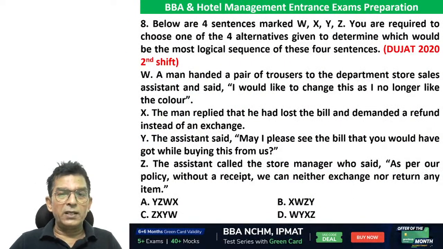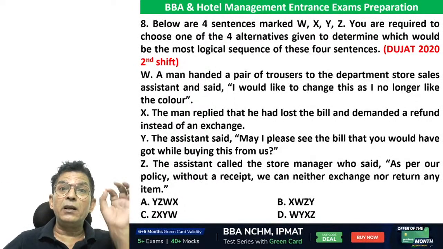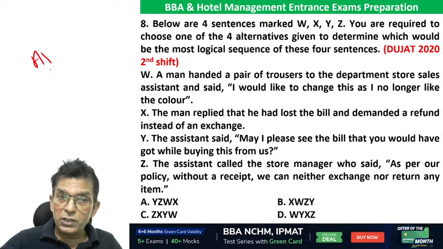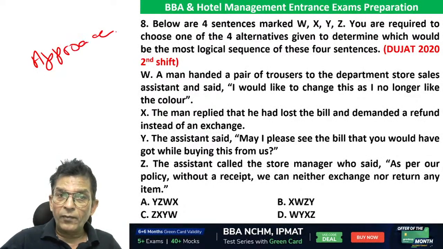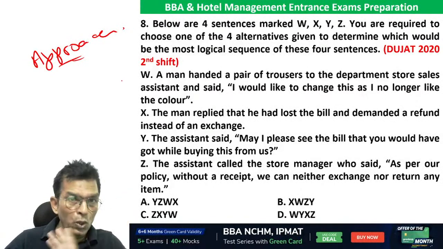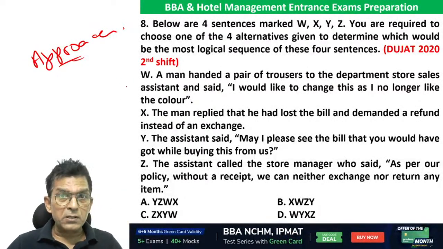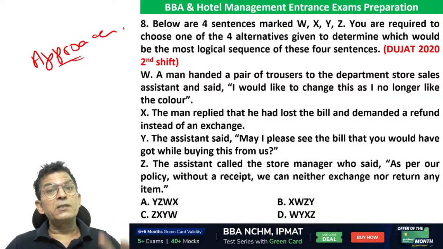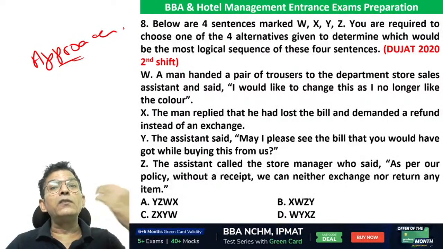Below are 4 sentences marked X, Y, W, and Z. You're requested to choose one of the 4 alternatives given to determine which would be the most logical sequence of these 4 sentences. How do we do these questions, sir? Again, the approach is pretty different. Don't try to read all the sentences in one go. Don't do it. Go for the options. Go to the options and then from there start doing reverse engineering.